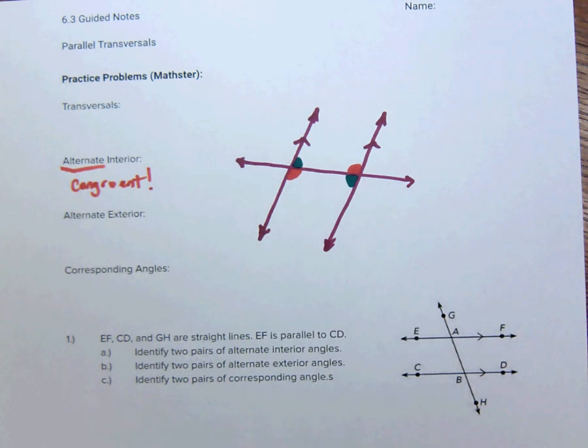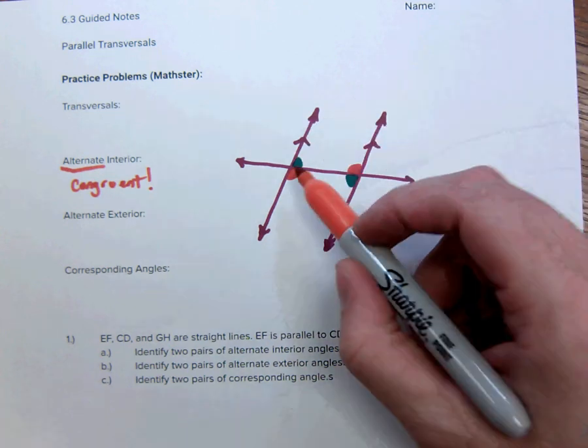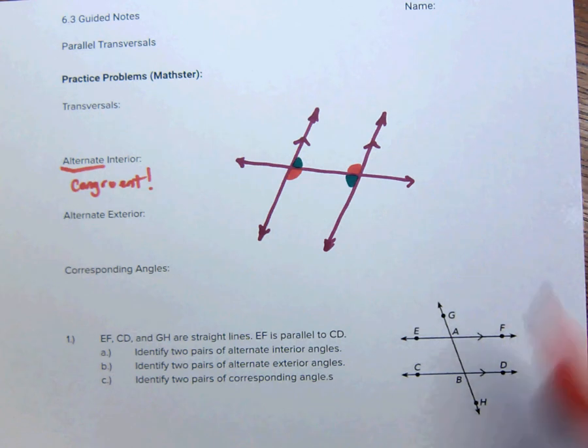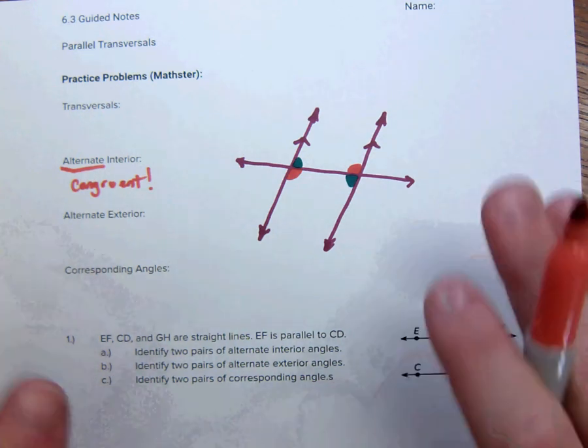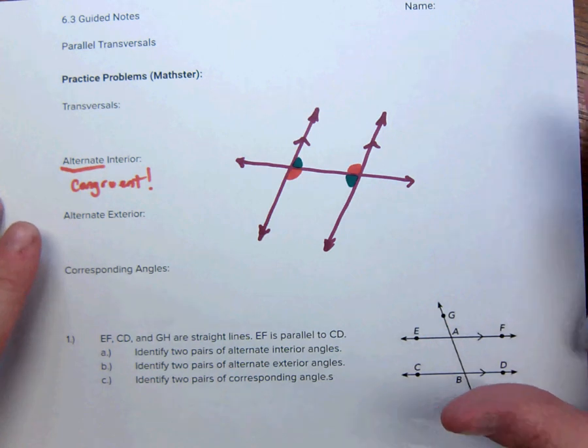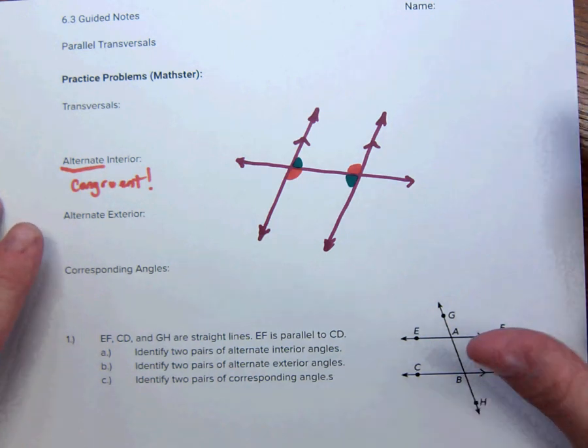And if we remember what congruent means, it means equal. They equal each other. They're the same. So if this was 85, the other orange would also equal 85. And what I'm also going to bring in is that same color means they equal the same thing. Okay, so keep that in mind.